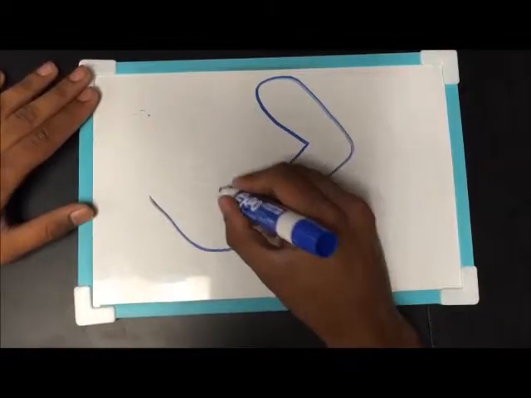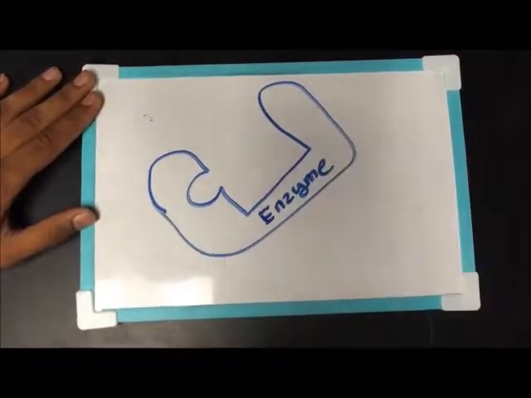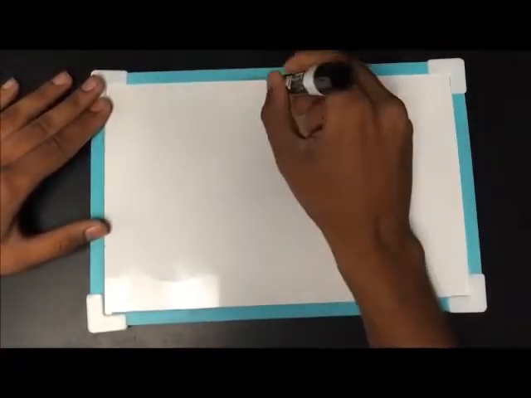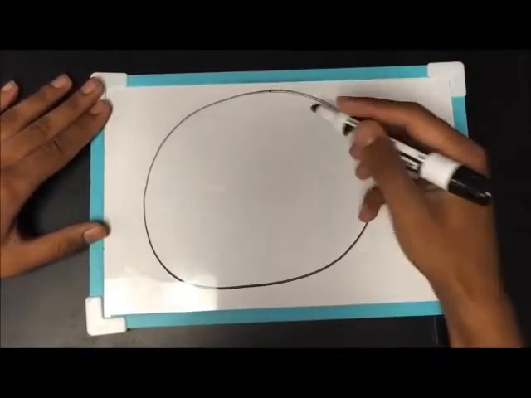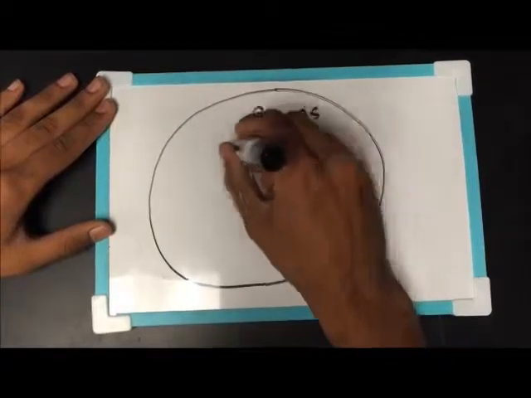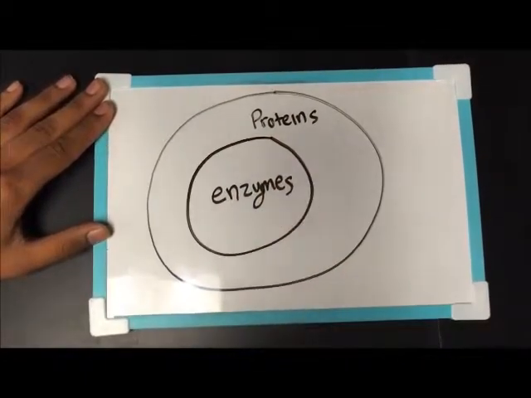Enzymes are proteins with specific conformations. They are biological catalysts, which means they are involved in chemical reactions, and they increase the reaction rate in the human body. So an important distinction is that all enzymes are proteins, but not all proteins are enzymes. This is important because proteins serve other important functions in the body besides being enzymes.